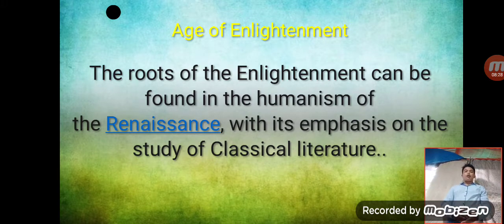So the roots of the Enlightenment can be found in the humanism of the Renaissance, with its emphasis on the study of classical literature. The Protestant Reformation, with its antipathy toward received religious dogma, was another precursor. Perhaps the most important sources of what became the Enlightenment were the complementary rational and empirical methods of discovering the truth that were introduced by the scientific revolution. So their goal is to capture the truth, to gain the answers to what they want to find. So next slide.